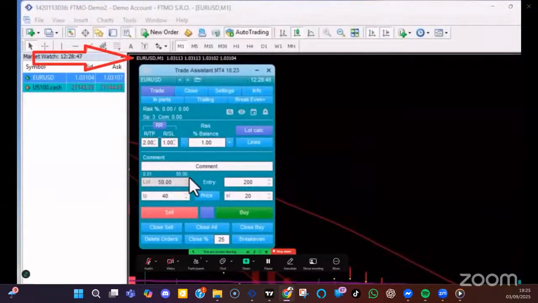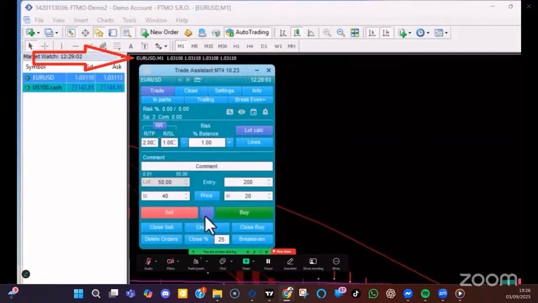I've got my risk to reward on the Trade Assistant locked at 2 to 1. I've got my risk balance at 1%. Lot calculator is on, and my little purple button here between the buy and sell is also activated. So we're ready to bring the Trade Assistant onto the chart. Now you'll notice here that we've got the stop loss set at 20. That indicates 2 pips when you're on a currency pair.